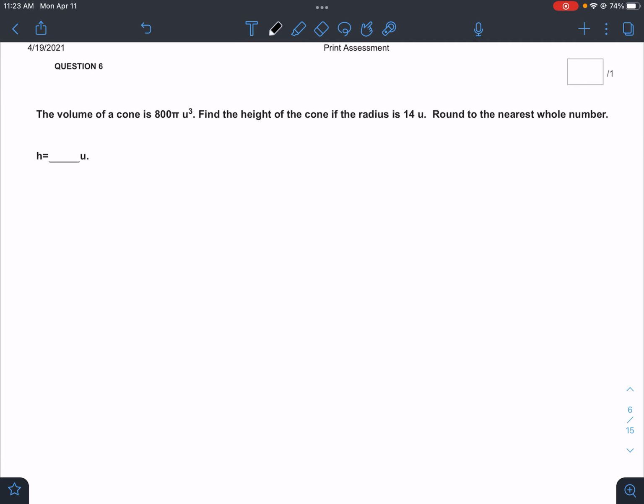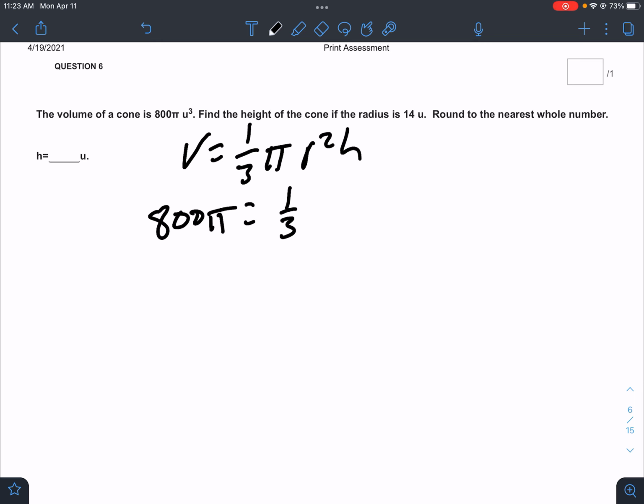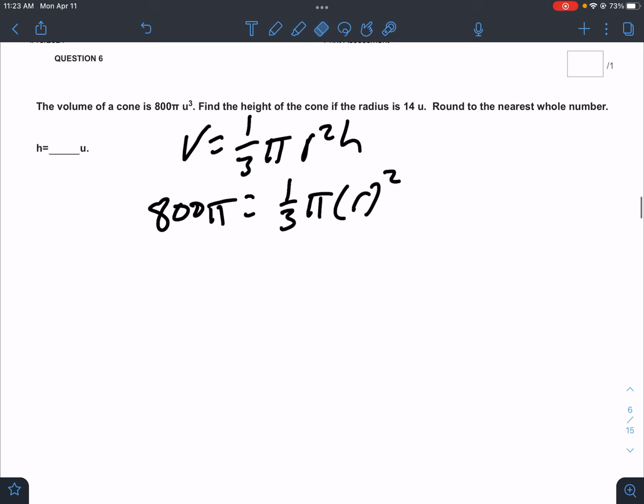The volume of a cone is 800 pi. Find the height of the cone if the radius is 14. Well, we know volume is 1/3 pi r squared h. So we know that 800 pi has to equal 1/3 pi times r squared. We know r. They said the radius is 14, times h. Well, the pi's would cancel out.